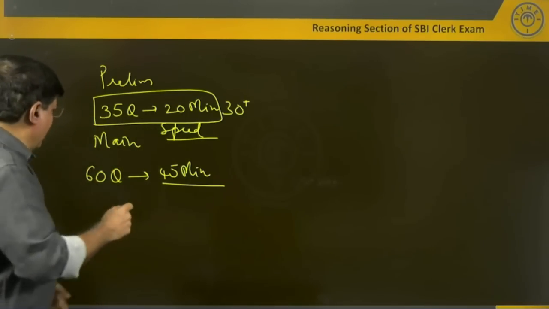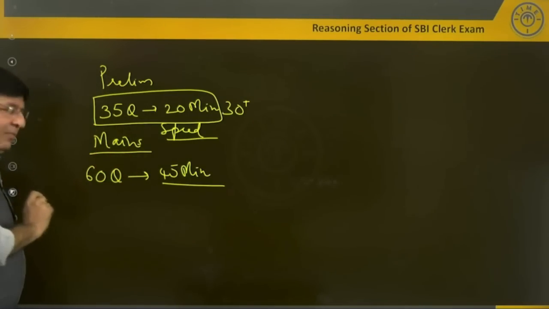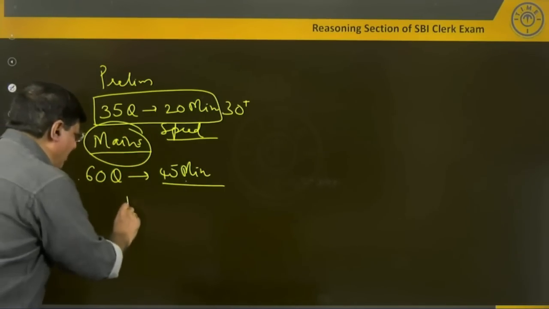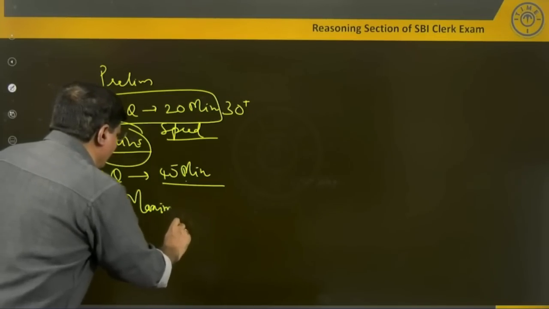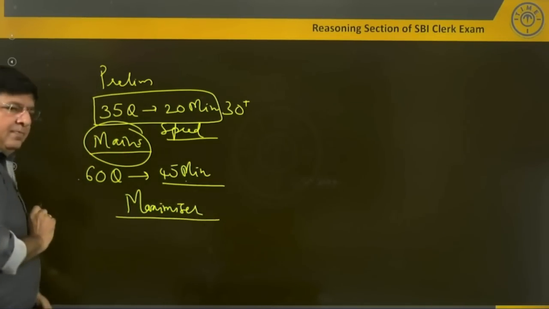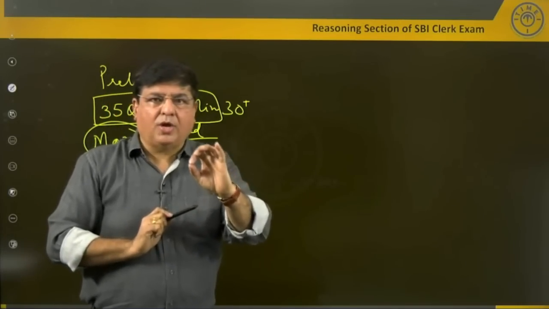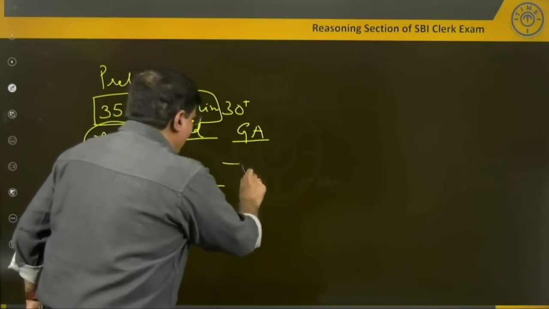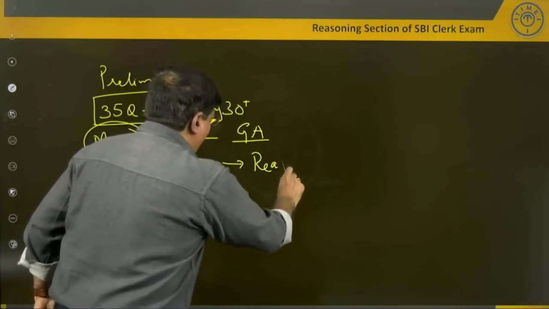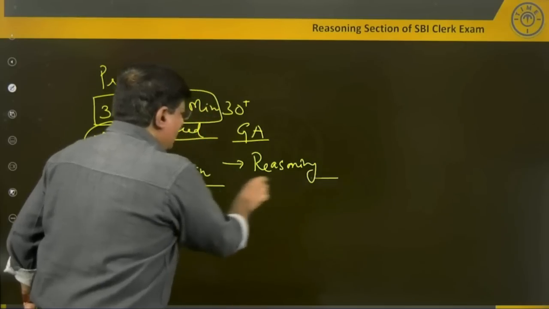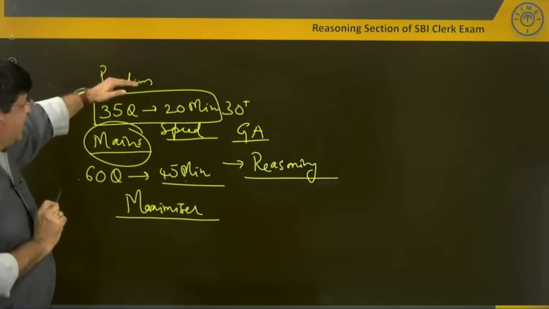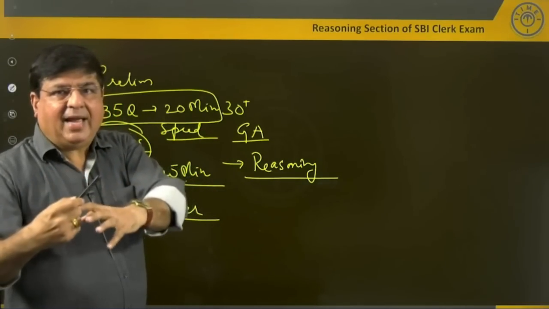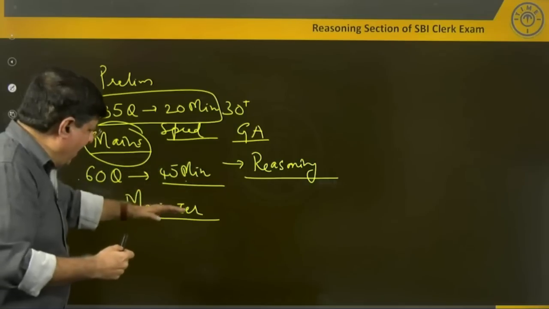But that kind of pressure will not be there in mains, because 60 questions and 45 minutes. So you should consider your mains exam as a maximizer of your score in every section. The best section to maximize your score in a mains exam is the GA section. After the GA section, the next section which you can bank on is the reasoning section to maximize your score. So the prelim exam is all about the speed with which you are answering with greater accuracy, and the mains is all about maximizing your score.